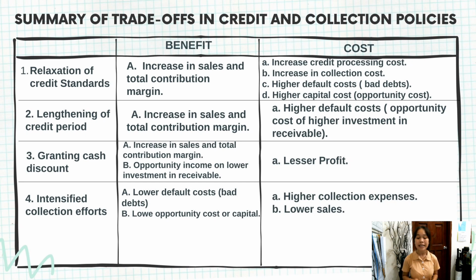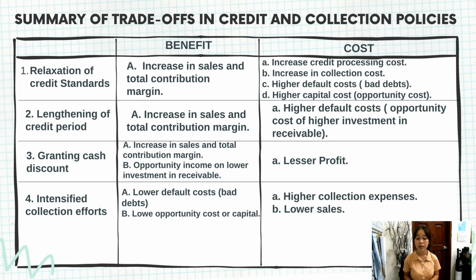Second is lengthening of the credit period. The benefit is an increase in sales and total contribution margin, and the cost is higher capital cost or opportunity cost of the higher investment in receivables. And third is granting cash discount.